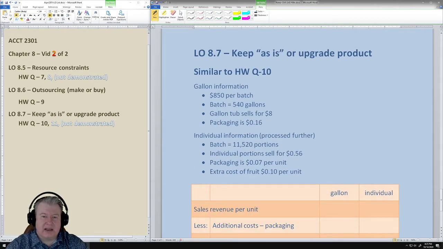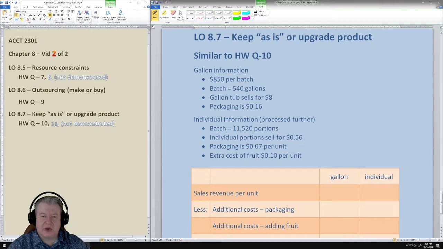The last one is whether or not you should upgrade a product or keep it as is. So we've got another situation where we're making something in batches for 540 gallons. We sell this stuff. I forget what it is. It's yogurt, I believe. And we guess we sell industrial tubs of yogurt for gallon tubs for $8. And we have these variable costs.